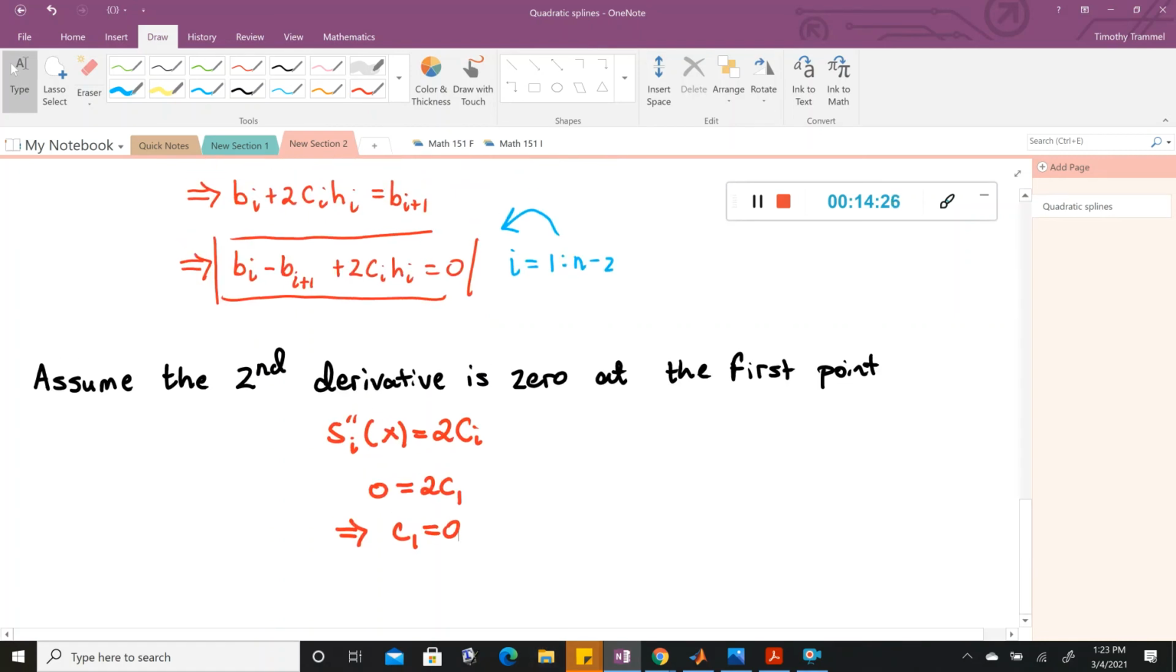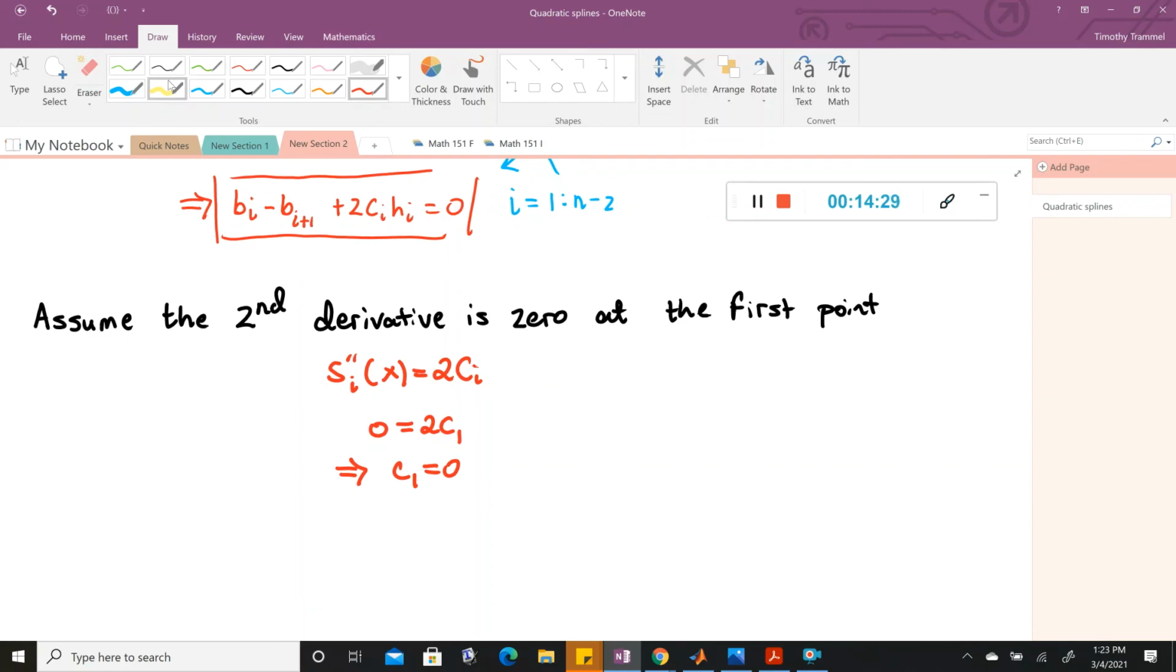What this has done for us is it has reduced the number of unknowns. Let me point out how many unknowns we have now. We had 2 times n minus 1 unknowns. We've reduced this by 1 now. And let's think about how many equations we have. Well, we had n minus 1 equations from the first part. Then we got n minus 2 above.